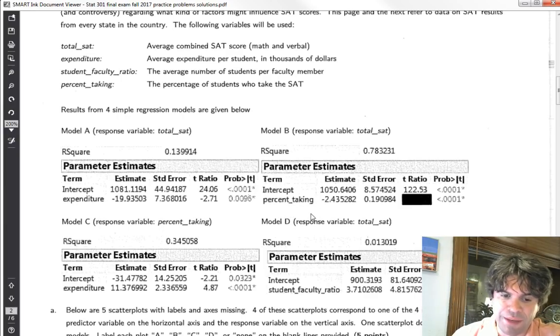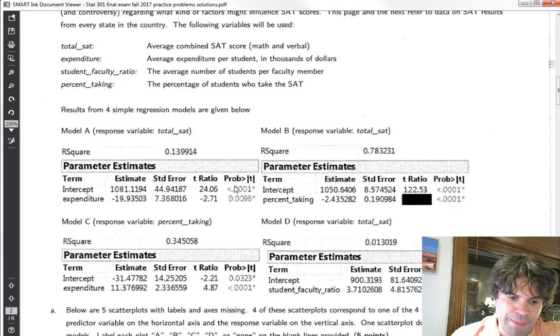If percent taking is going to be a confounding variable, it needs to be related to both the original response and the original predictor. So let's take a look down here. Model C. I've got expenditure as the predictor variable. Percent taking is the response variable. I've got a positive slope, which is saying that states in which there is greater expenditure per student are also states in which there is a greater percentage of students taking the SAT.